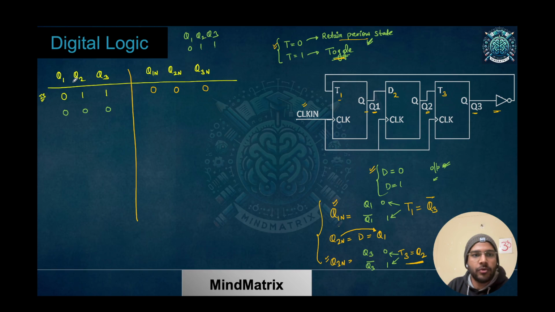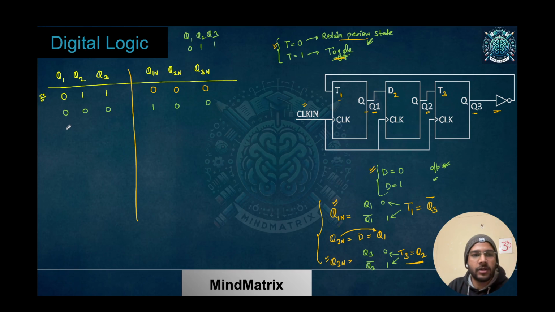Q2n is equal to Q1. Q1 value is 0, so it is going to be 0 here. What about Q1n? Q1n depends on the value of Q3, so Q3 complement. Here it is 0, Q3 complement means 1, so T1 will become 1. In case of 1, it is Q1 complement. Q1 complement is 1 here. Clear? Similarly, Q3n depends on the value of Q2 indirectly. Q2 is 0, so T3 will become 0. Retain the previous state, Q3n is equal to Q3 only, so here it is going to be 0.